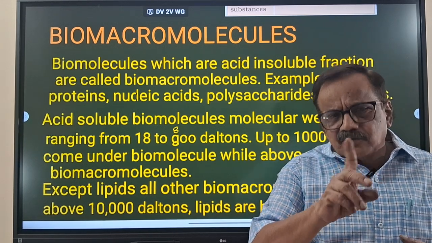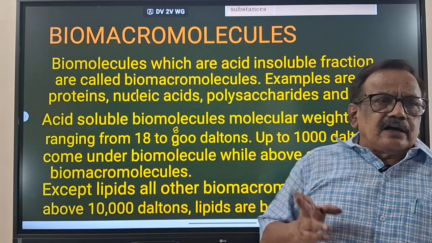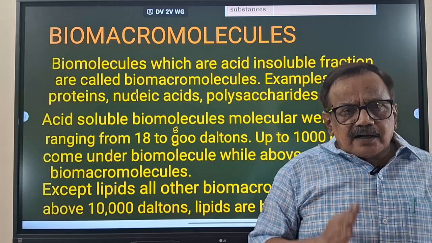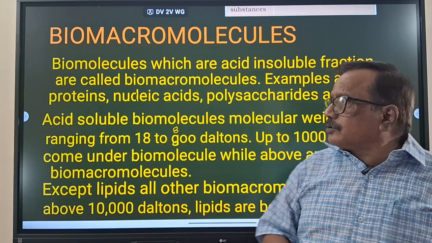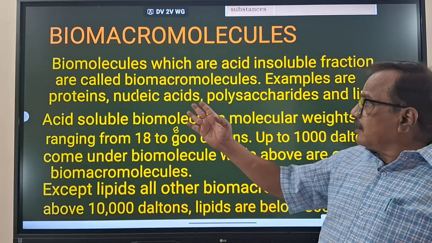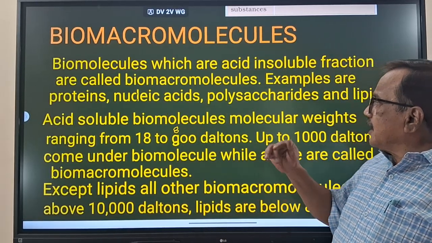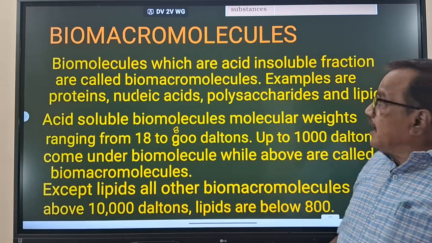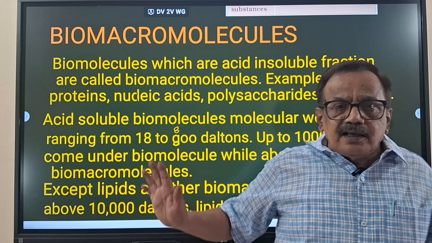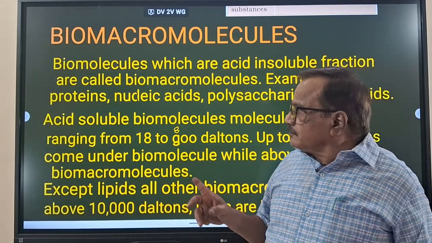That also, all these are questions for the NEET. Remember it. So the acid non-soluble pool, whatever is in the retentate, all will come under biomacromolecules. The acid insoluble fraction is called biomacromolecule. Examples are what? Proteins, nucleic acids, polysaccharides, and lipids also. Lipids are not strictly biomacromolecules. Why? That we will see later.